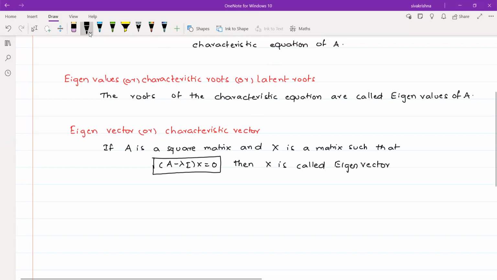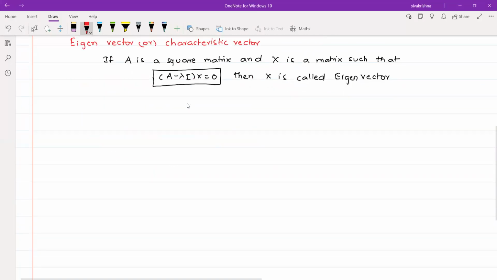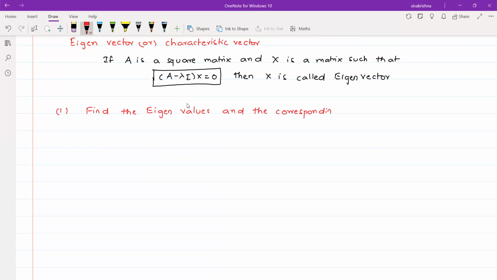Coming to the example: find the eigenvalues and the corresponding eigenvectors of the matrix 5, 4, 1, 2.